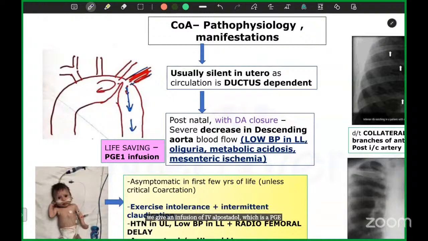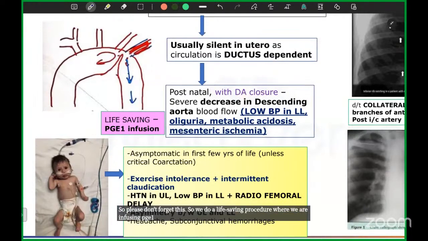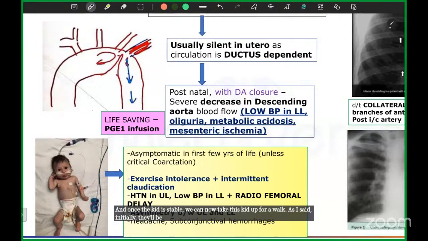I repeat, what keeps the ductus open in utero is PGE2. What you give after birth to keep the ductus open is PGE1. So please don't forget this. We do a life-saving procedure where we are infusing PGE1, and once the kid is stable, we can now take this kid up for a coarctectomy. As I said, initially they'll be asymptomatic unless there's critical coarctation.